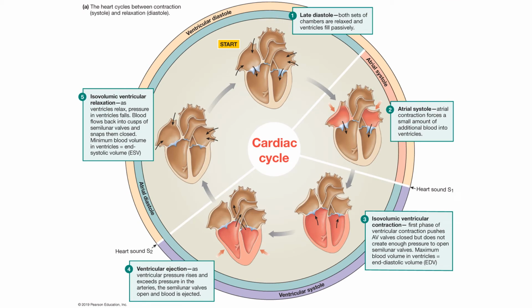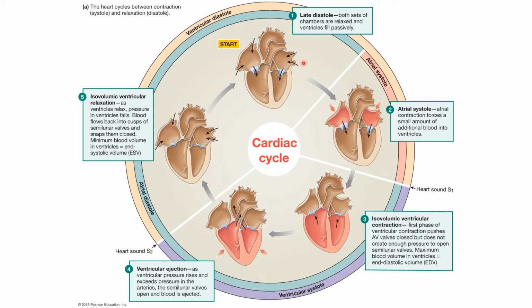Let's look at the events of the cardiac cycle right here together. Right here during this stage, all of your heart chambers, they are actually in a relaxed mode, or we call it diastole. That's because you can see the atria, they are filling up with blood, and the ventricles are passively getting filled with blood without the atria chambers contracting. And so right now, all of the chambers of our heart, they are actually, as I said, relaxed.